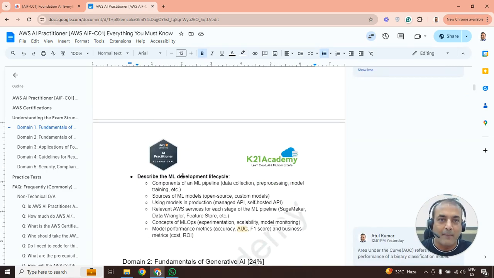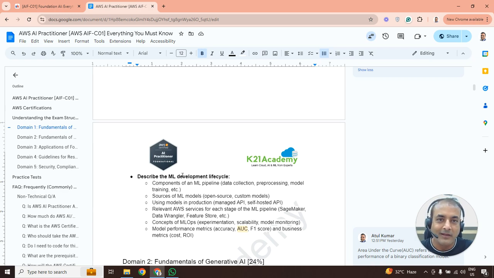Then we are going to look at the entire machine learning life cycle, which is again in fundamentals. So components of a machine learning pipeline like data collection, pre-processing of the data, model training, and so on. Then we also look at the sources of machine learning models, which are open source as well as custom models developed by companies like AWS, Meta, Claude, and a lot of other AI labs. Also, how do you use these models in production environments, like, for example, managed APIs or self-hosted APIs which are exposed, and so on. Also, what are the relevant services within machine learning pipelines? So you have ML pipelines and ML operations.